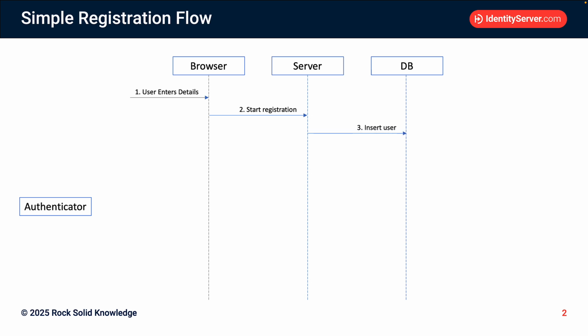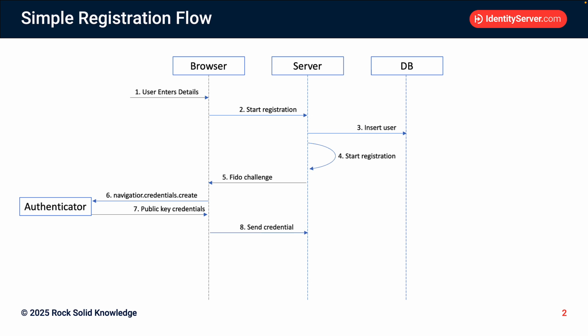When we do that, we'll insert the user into the database, and then we'll do what's known as start registration. When we start registration, that will send what's known as a challenge back to the browser. This FIDO challenge is passed on to the authenticator component through some JavaScript code. And in the JavaScript code, we use something called a navigator, and we call navigator.credentials.create. If that succeeds, the authenticator passes some public key credentials back to the browser. The browser sends those credentials back to the server, and the server then completes the registration.